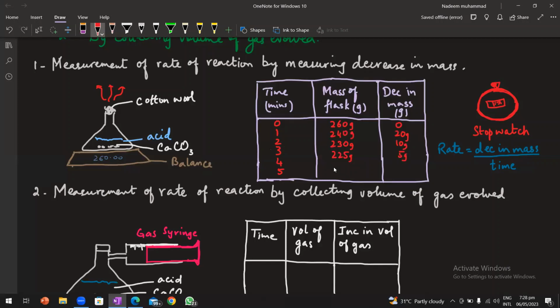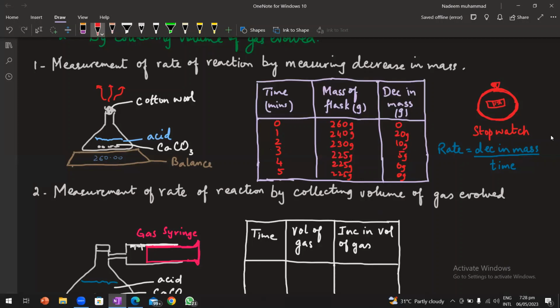Then we get the same reading, 225. So that means there is no decrease in the mass, or we are getting the constant value of 0 grams. What does it show? It means that the reaction has stopped now, or you can say the reaction has finished. So this is one method by which you can measure the rate of the reaction.